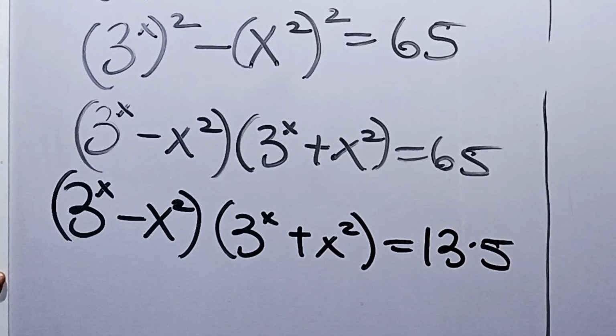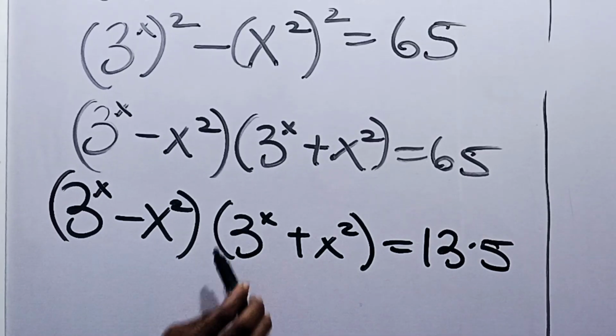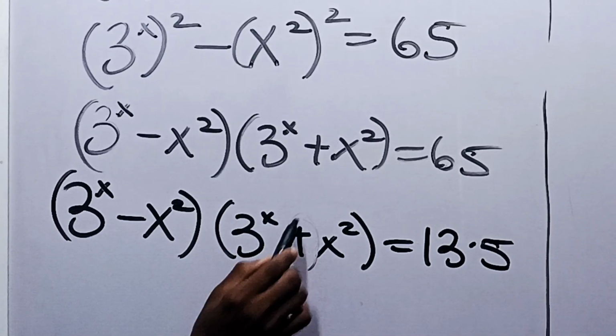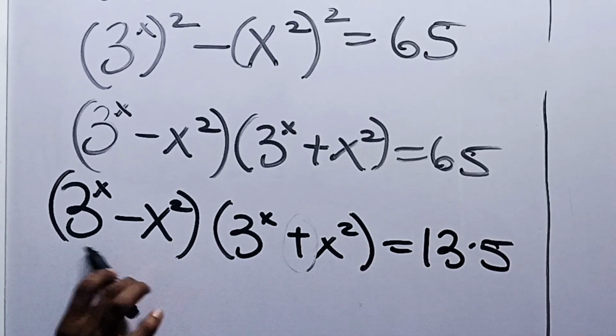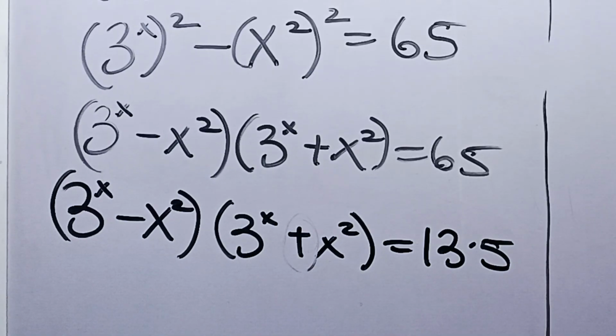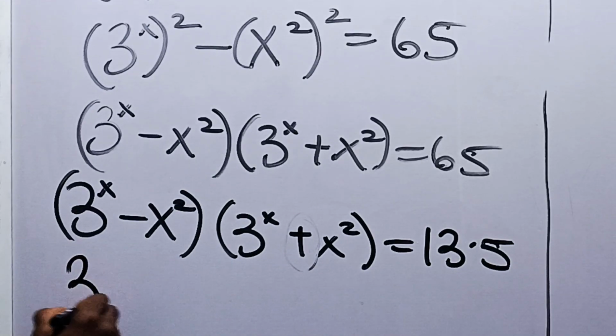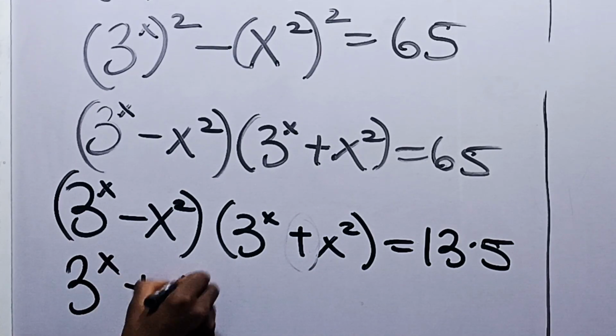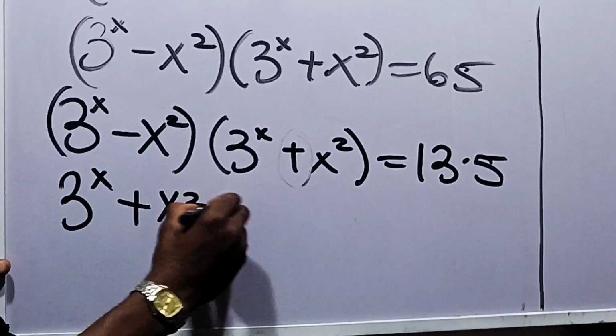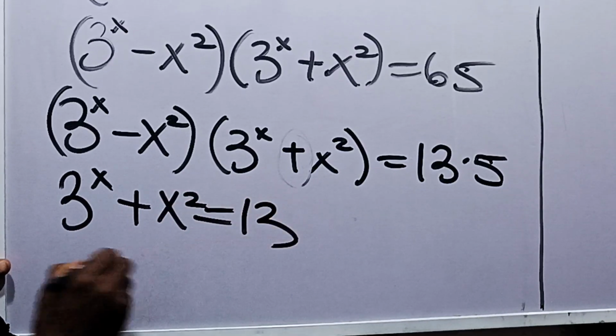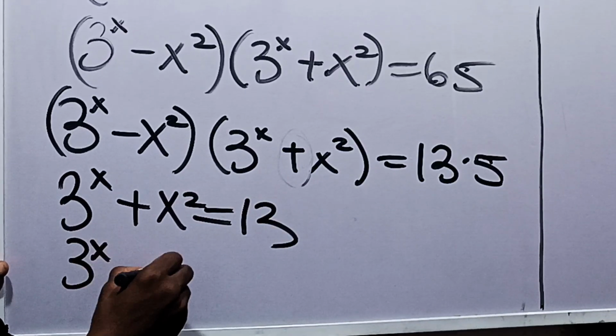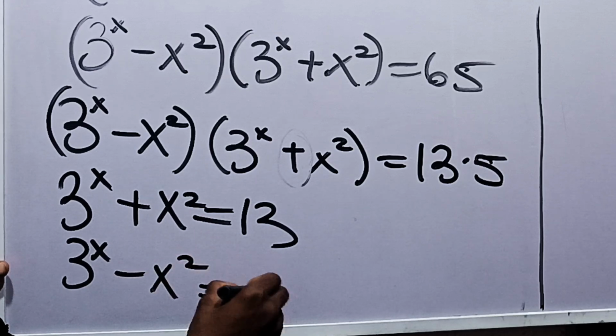Now, 13 here should be equal to the bigger number, which is when this is plus, and the smaller number is equal to 5, which is when this is minus. So let's equate that quickly. We have that 3 raised to power x plus x raised to power 2 is equal to 13, and 3 raised to power x minus x raised to power 2 is equal to 5.